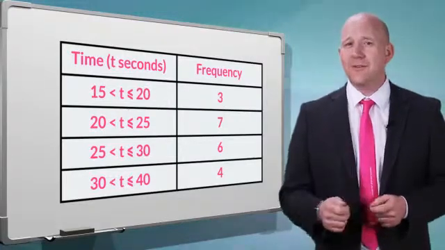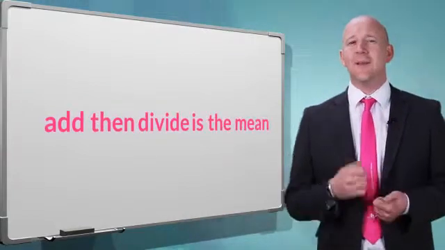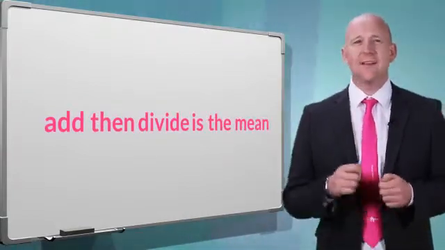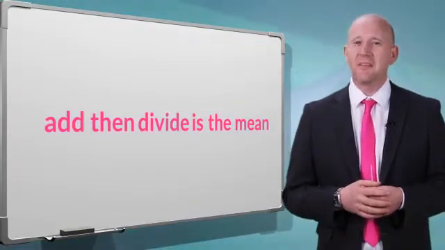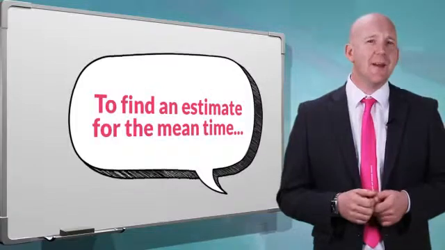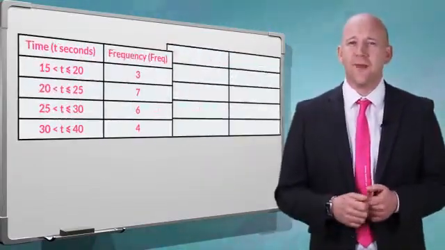From our video on averages, you would have learnt that add then divide is the mean, but in this case it's a little different as it's not just a list of numbers. Yes, quite interesting. To find an estimate for the mean time it took someone to eat the chocolates, we need to add two more columns first.